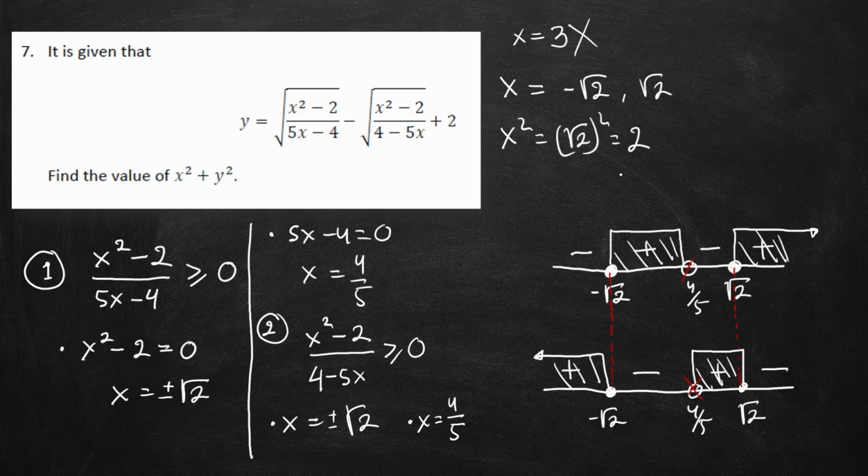which is 2. So if x squared is 2, then what is y? Here you know that if we choose the value of x as either plus or minus square root of 2, then this value will be 0 and this one will be 0. It means that the value of y will be equal to 2. So here we get y equals to 2. Then y squared will be equal to 4. So we find our answer: x squared plus y squared will be equal to 6.